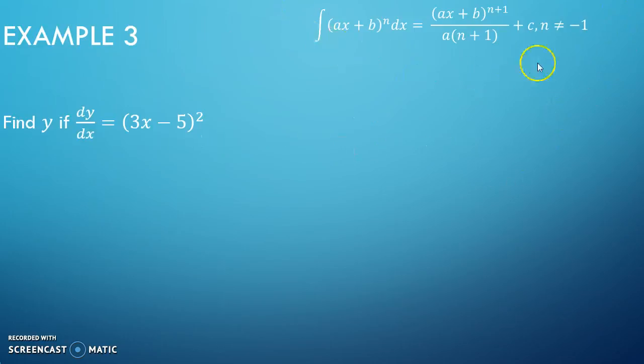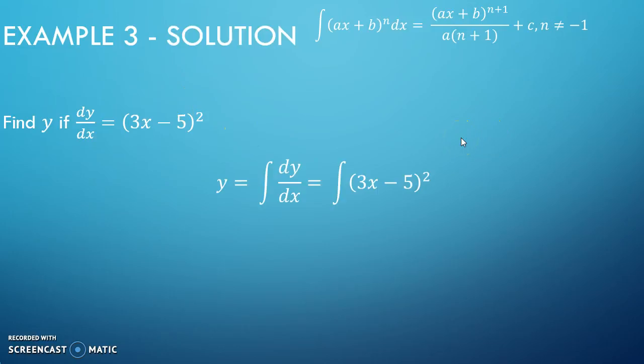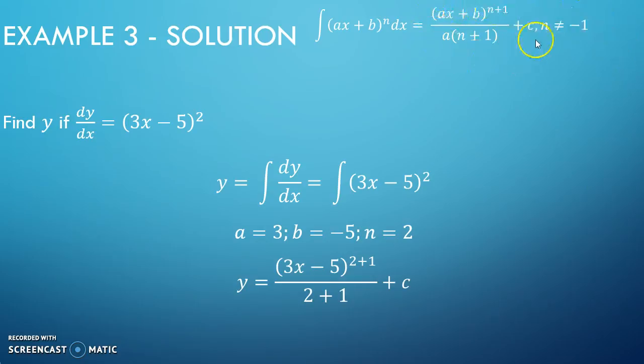So with that in mind, we've got the function here. We're going to look at an example. Find y if dy over dx equals (3x minus 5) squared. So y equals the integral of dy dx, which equals the integral of (3x minus 5) squared. Again, using this formula up here, identify our a value, our b value, and our n value. So in this case, a equals 3, b equals -5, and n equals 2. And then just apply the right side of that formula.